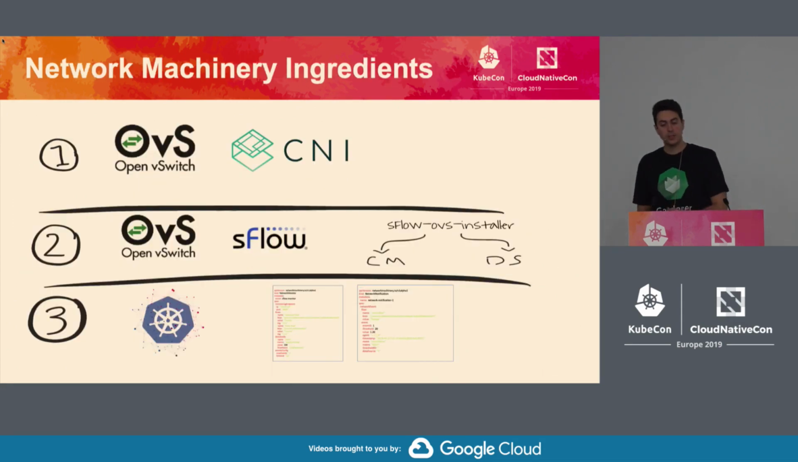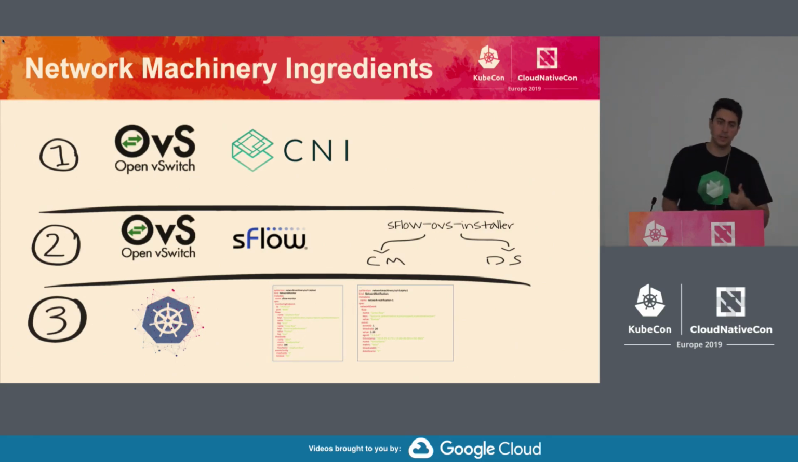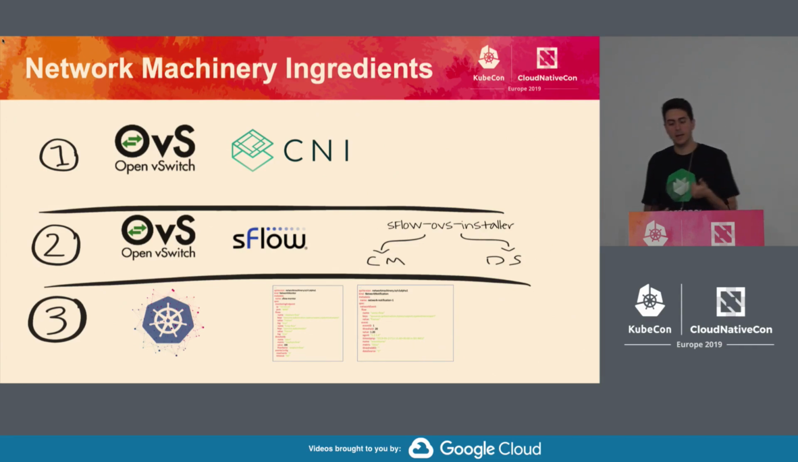For network machinery, these are the ingredients that we require to be able to build a prototype. So first of all, you need a CNI plugin that is based on OpenVSwitch, right? Second, you need to be able to configure and install SFlow. So SFlow needs to be running, and you need to configure OVS or OpenVSwitch with SFlow parameters.